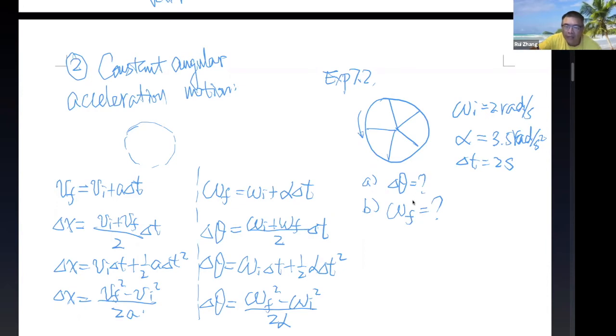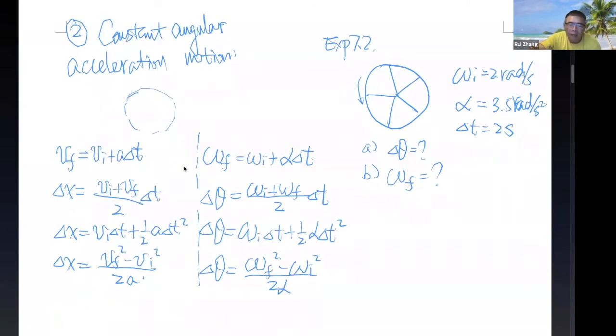And then the next step is to find a formula connecting those three pieces to the one that you want to find out, okay? Because we want to get delta theta, right? Certainly we want to get one of these three. Now, what do we know here? We know omega i, we know alpha, and we know delta t. So which formula do you think is the best to solve this problem? I mean, just tell me the number. If this is 1, 2, 3, 4, which formula do you think is best to get delta theta?